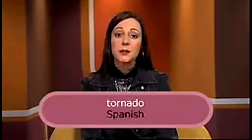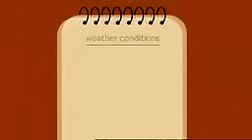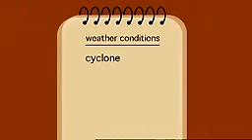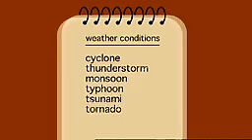Tsunami, a large destructive wave caused by an earthquake, is from the Japanese word meaning harbour wave. A tornado is a violent windstorm that circulates around a centre. It's from Spanish and it means turning storm. So in our glossary of words belonging to the field of weather conditions, we can include cyclone, thunderstorm, monsoon, typhoon, tsunami and tornado.